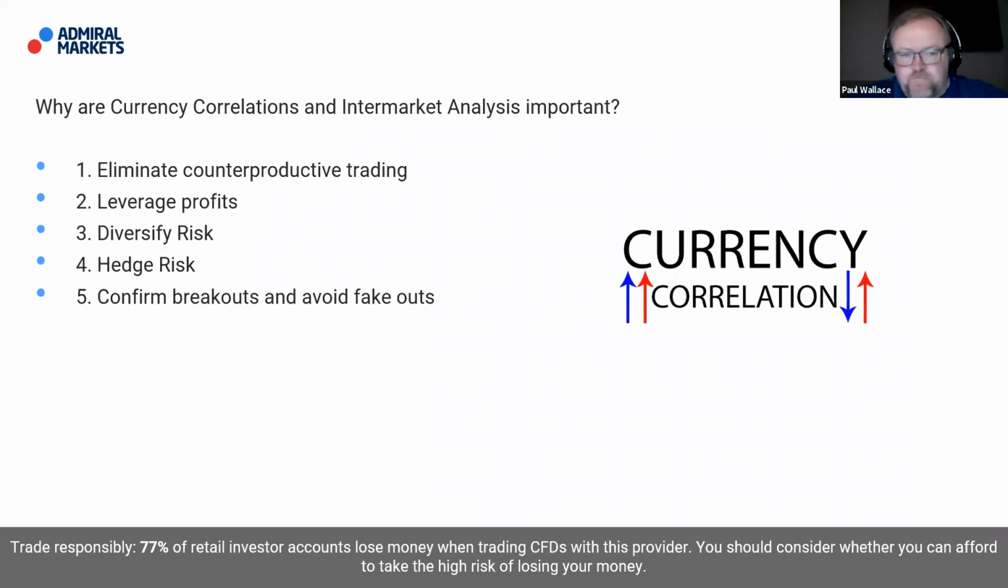So hopefully you've just been able to see quite a simple visual of how those currency correlations in market analysis work. But it's actually important as traders, what do they mean to us? How can we use them? Well, one of them is that we can eliminate counterproductive trading. There's no point taking lots of different positions on the dollar if they're all correlated and they're all moving in the same direction.